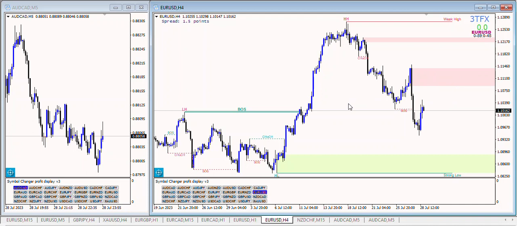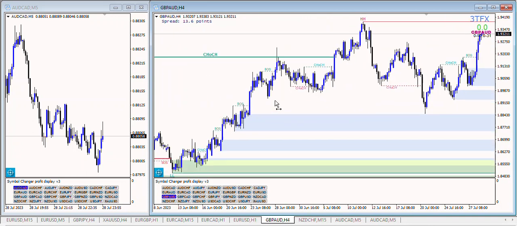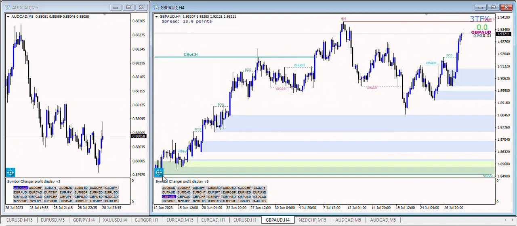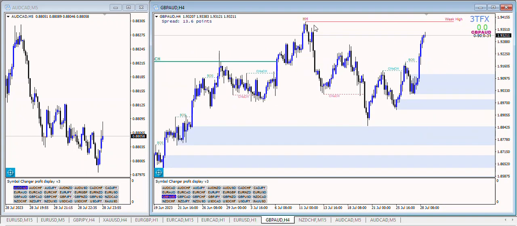Right, then the next pair I'm going to be looking at is GBP AUD. On GBP AUD on the 4 hour time frame, you can see that price has been on a bullish trend from this lower low, right? So, and here after this higher high, price dropped down to this level, pulled back, then created this other block, gave a change of character, came pull back again and broke structure.